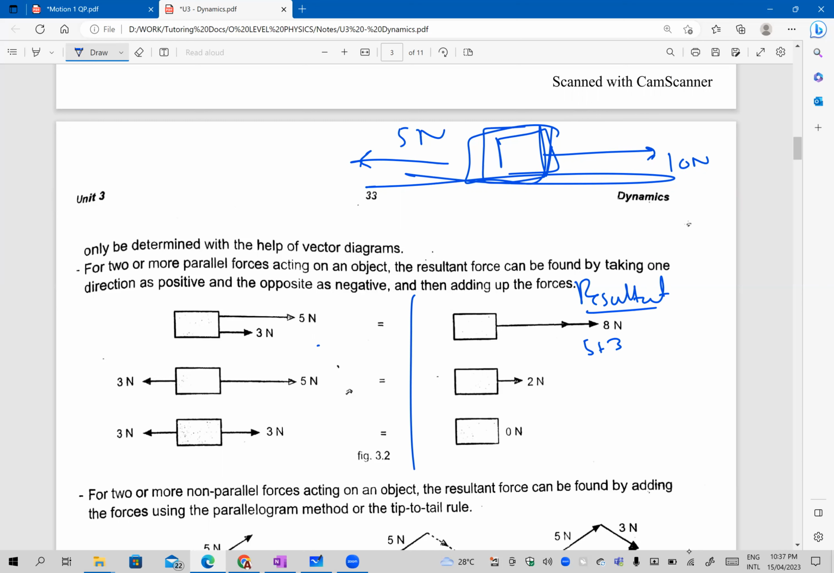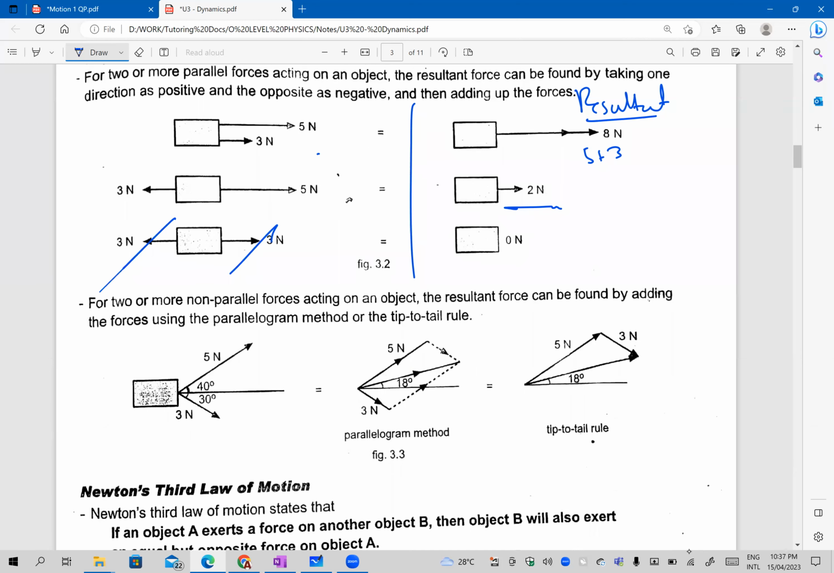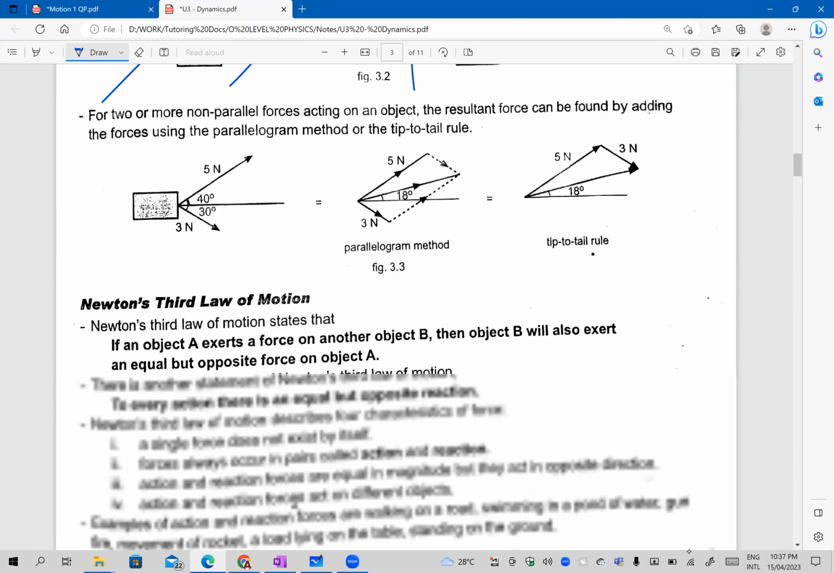Similarly, if let's say 5 and 3 act in the opposite directions, they're going to get subtracted. But you see the resultant of 2 Newton is going to be in the forward direction towards the right-hand side, because 5 Newton was towards the right-hand side. So this is why this force of 2 would also be towards the right. Then you see in the third case, 3 and 3, both of these forces cancel out and the resultant is 0.